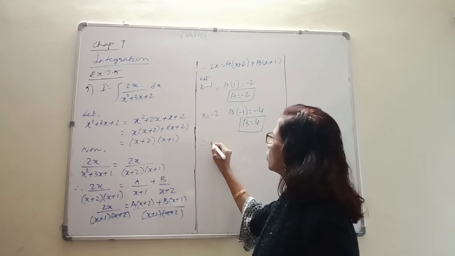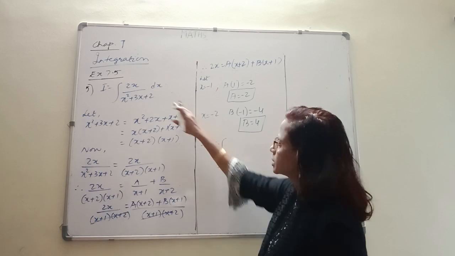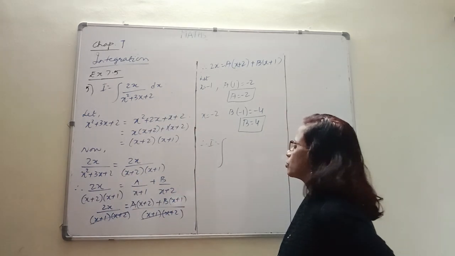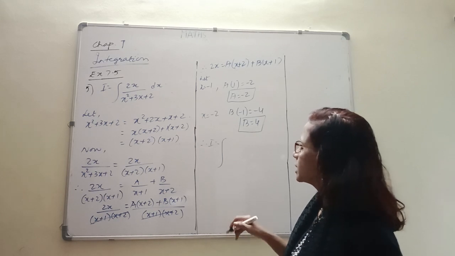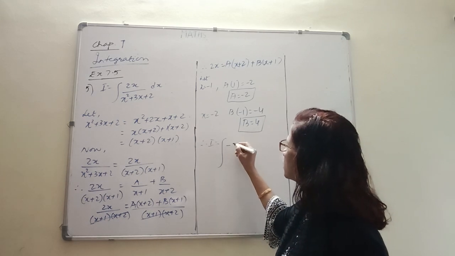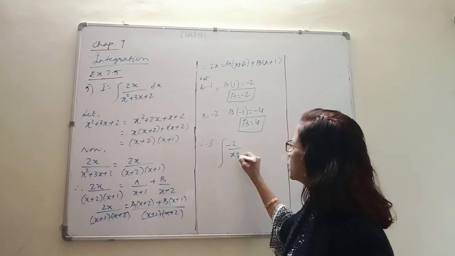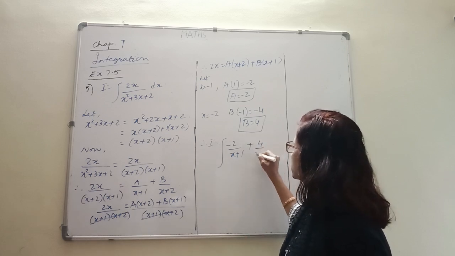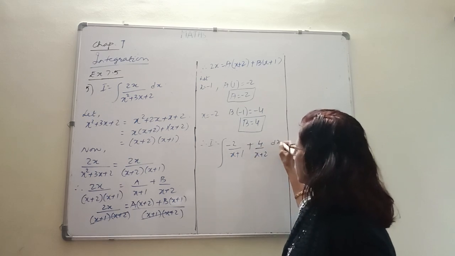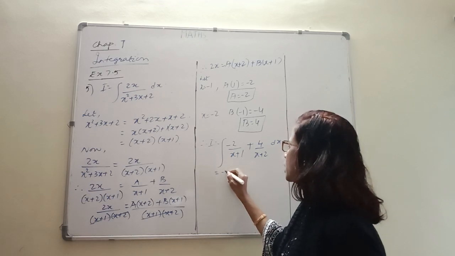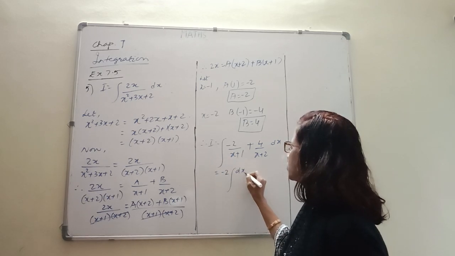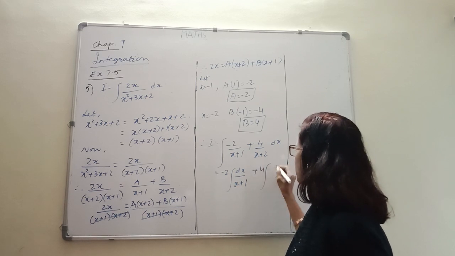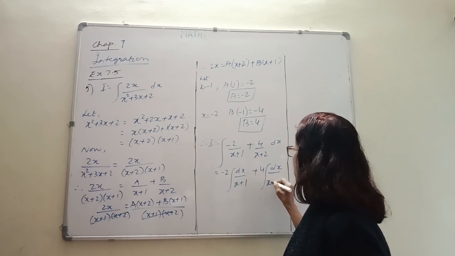Now we can overall convert. So the integral can be written as A over x plus 1, which is minus 2 over x plus 1, and B over x plus 2, B is 4. So when we split it, negative 2 dx over x plus 1 and 4 dx over x plus 2.